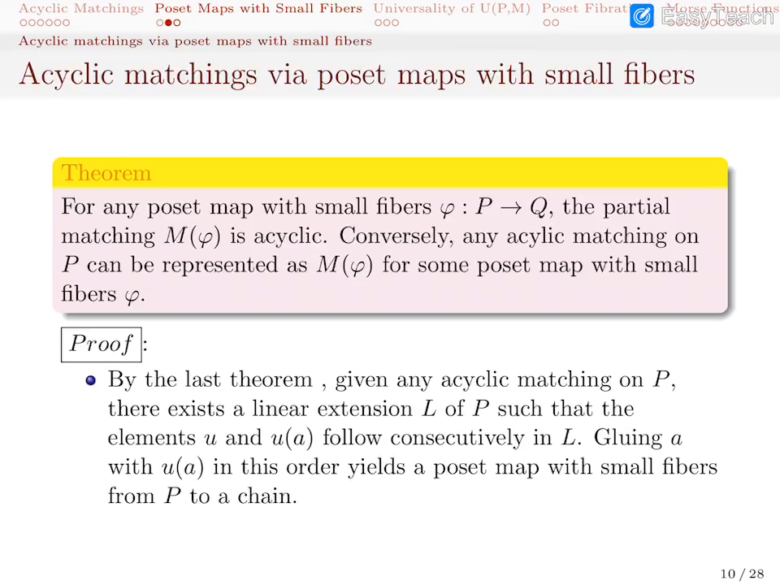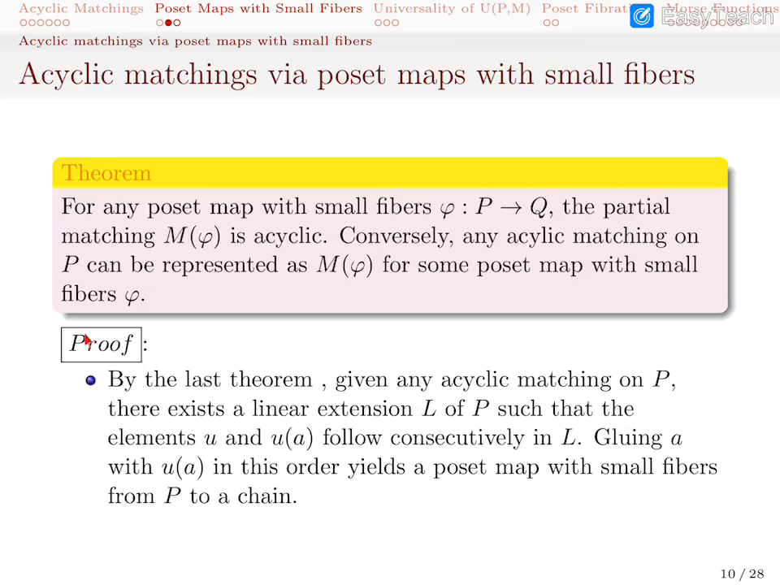And next we have this theorem which characterizes acyclic matchings via poset maps with small fibers. It says that if you have a poset map with small fibers phi from P to Q, then the partial matching M of phi is acyclic, and conversely any acyclic matching on P can be represented as M of phi for some poset map with small fibers phi.